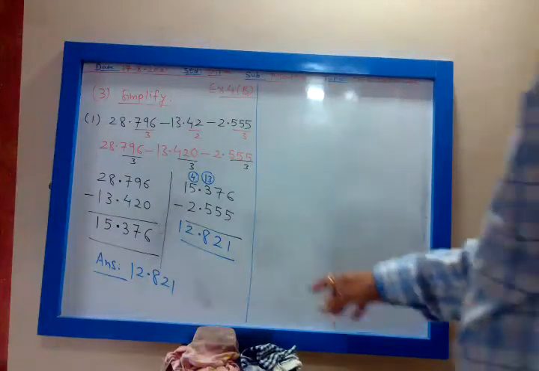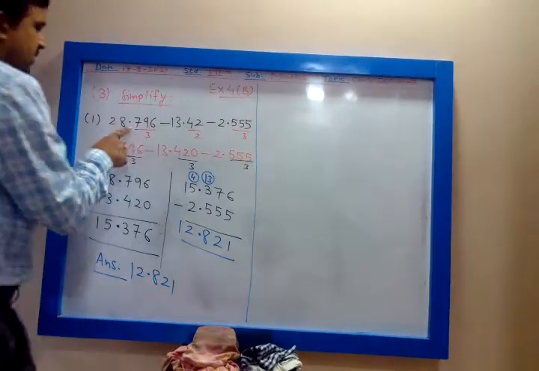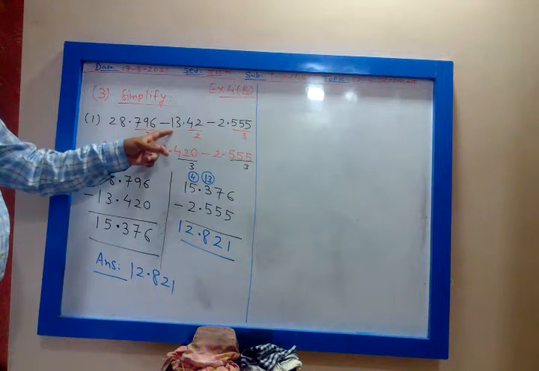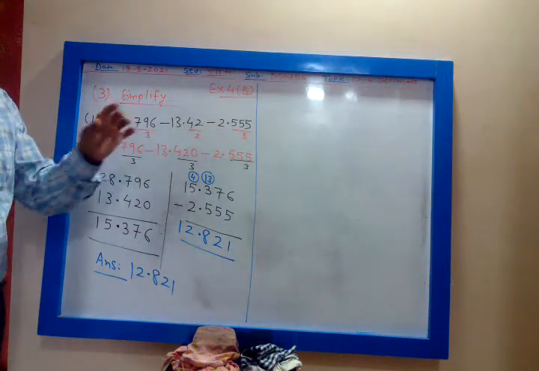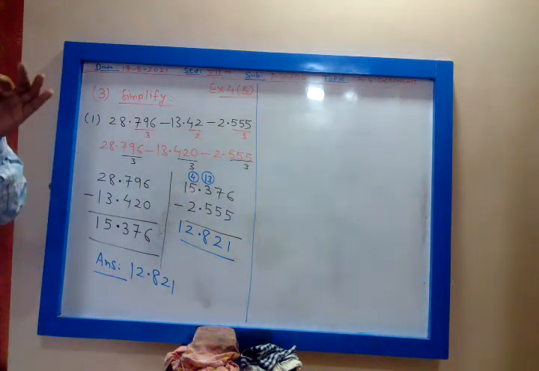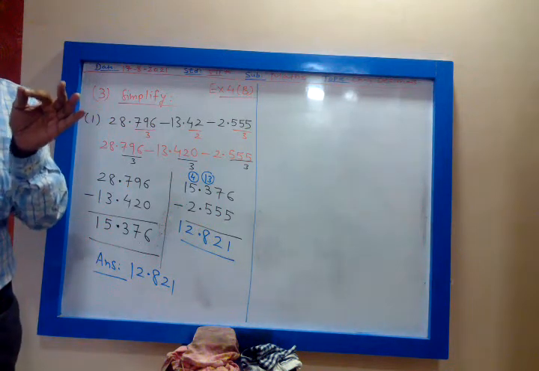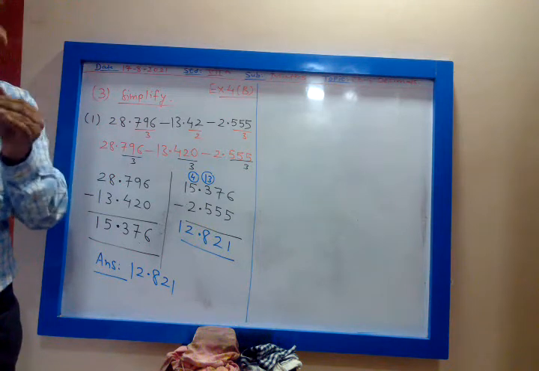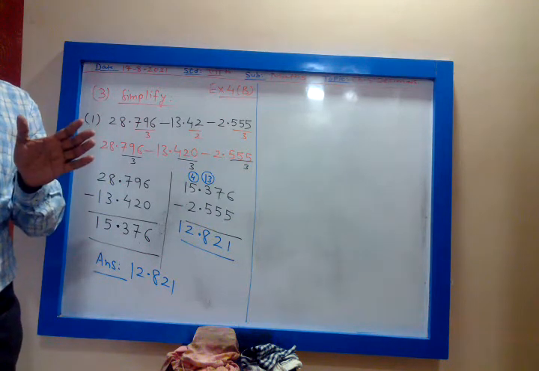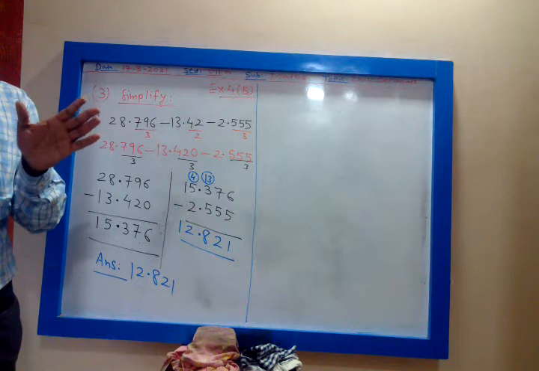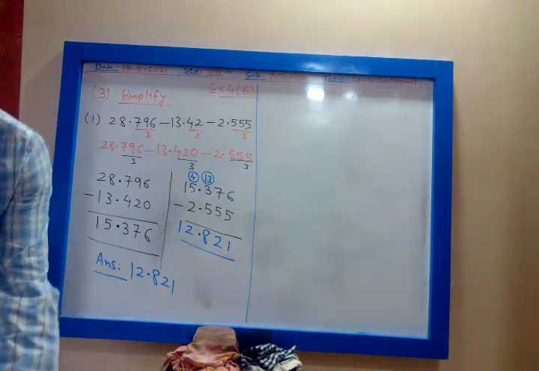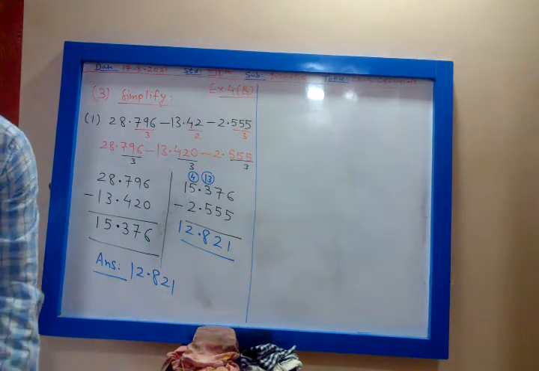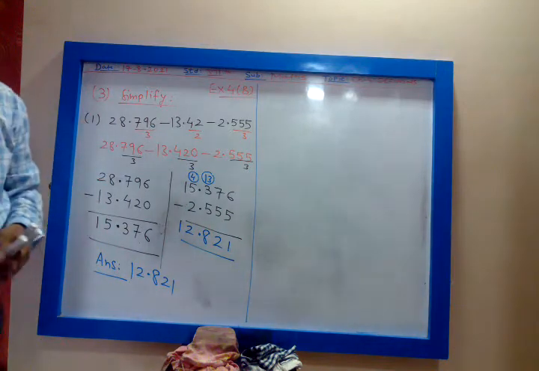Is it clear? Simplify 28.796 minus 13.42 minus 2.55. In problems of decimal addition and subtraction, you check whether they are like decimals. Like decimals means they should have the same number of places after the decimal. If they are not like decimals, first you convert them into like decimals. Once they have become like decimals, you perform the operations.